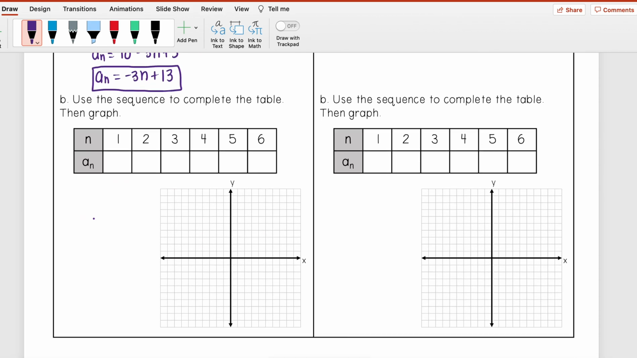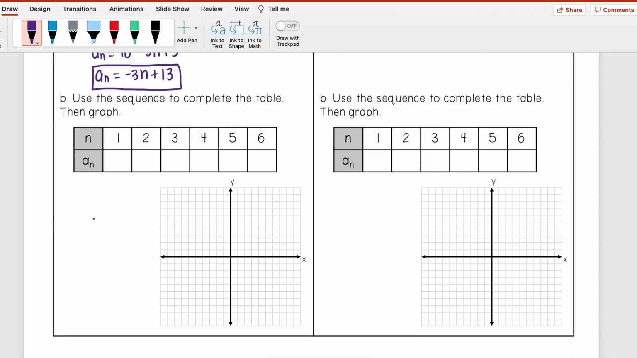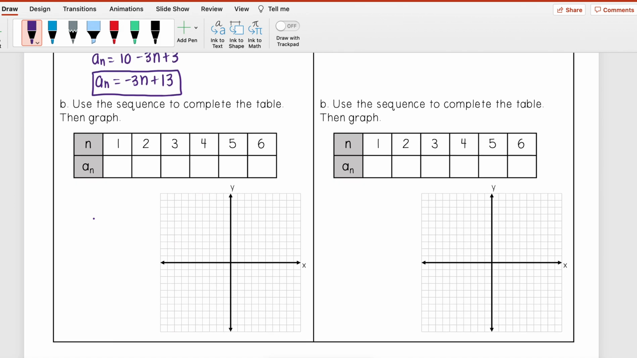Now I'm going to use this sequence to complete the table and graph. So I want you to compare this to when we did linear functions. So here I have an is equal to -3n plus 13. This is really the same thing as saying y is equal to mx plus b. So that means that my slope here is -3 and my y-intercept is 13. So I could go ahead and graph it that way, but I want to go ahead and use this table and graph the points and then connect it with the line.